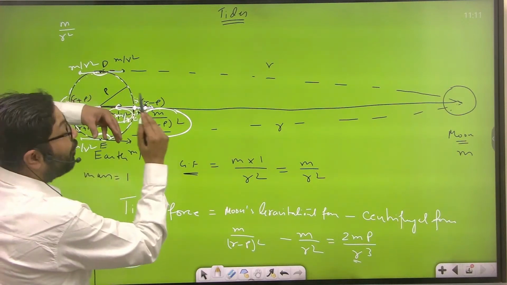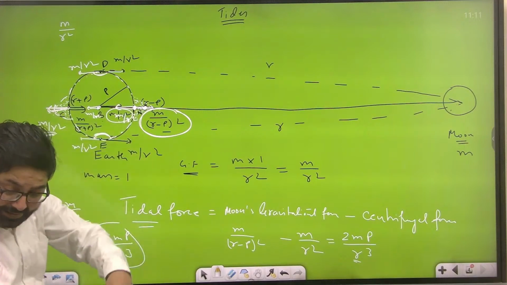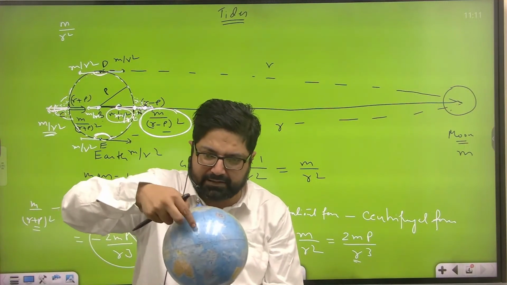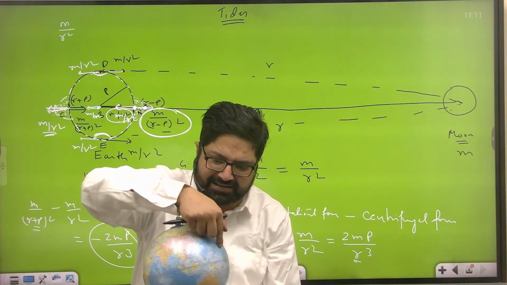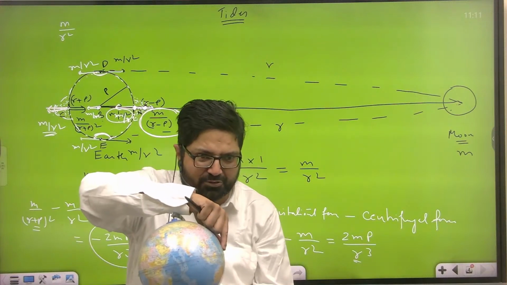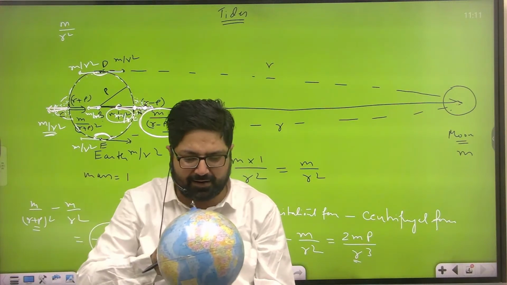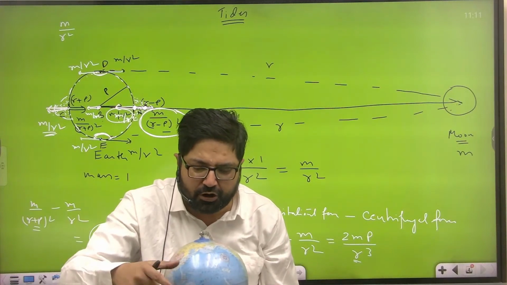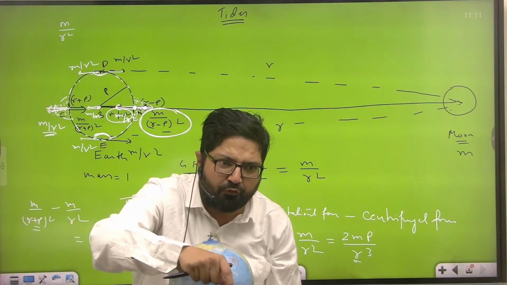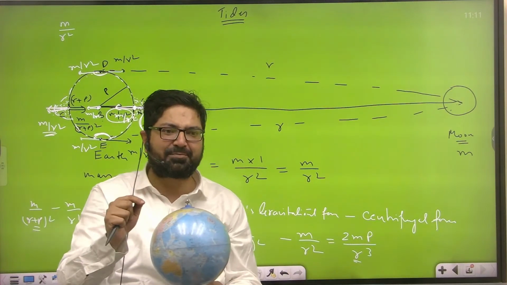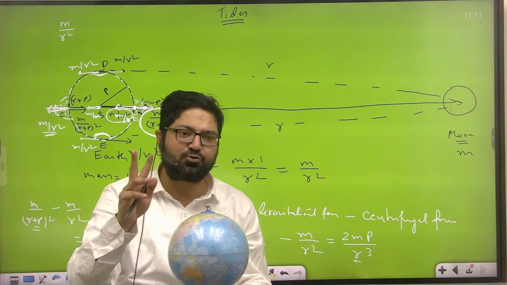Moon is also revolving. This place is below the moon. Earth rotates very fast. It has just experienced high tide. After 6 hours, it will experience low tide, then again high tide, then again low tide. And by the time it comes back to its original position, the moon would have moved ahead. So in 24 hours, every point experiences two high tides and two low tides.